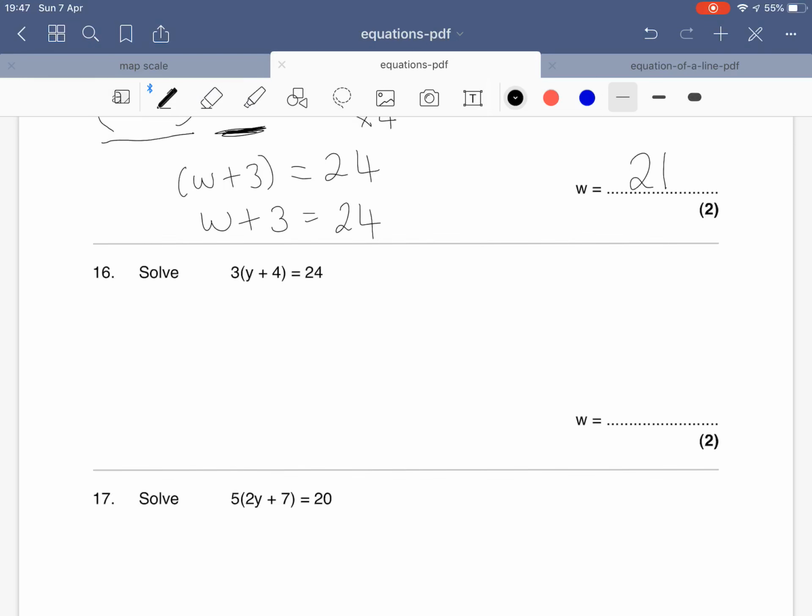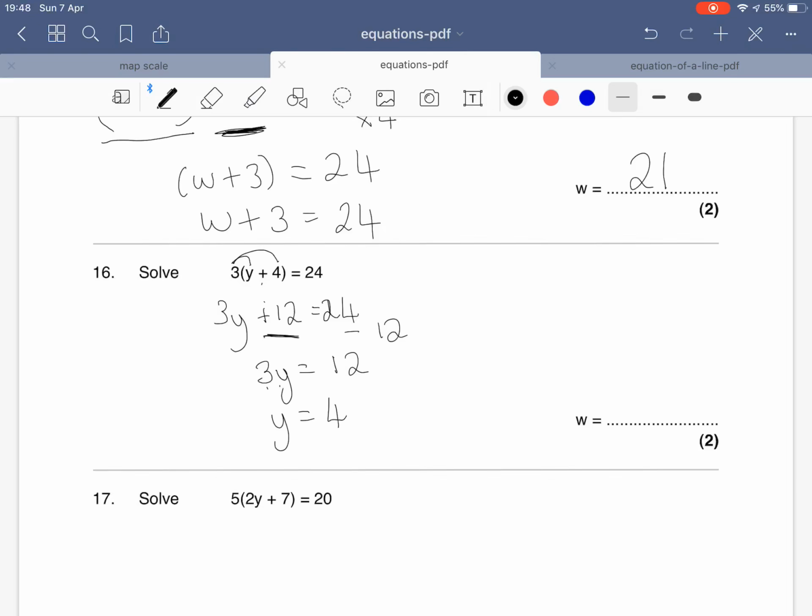Okay, you can do this next one a couple of different ways. I know a lot of you like to expand your brackets. I'm going to do it 2 different ways for you. So if you did want to expand your bracket, 3 times y gives me 3y. 3 times 4 gives me 12, and because it's a plus, I put a plus, and that equals 24. Now just like the other ones, I'm going to take away 12 first. So I've got 3y, 24 take away 12 is 12.